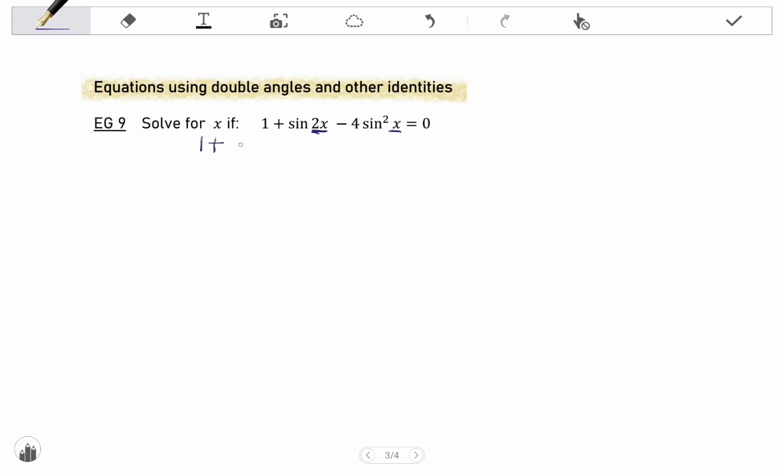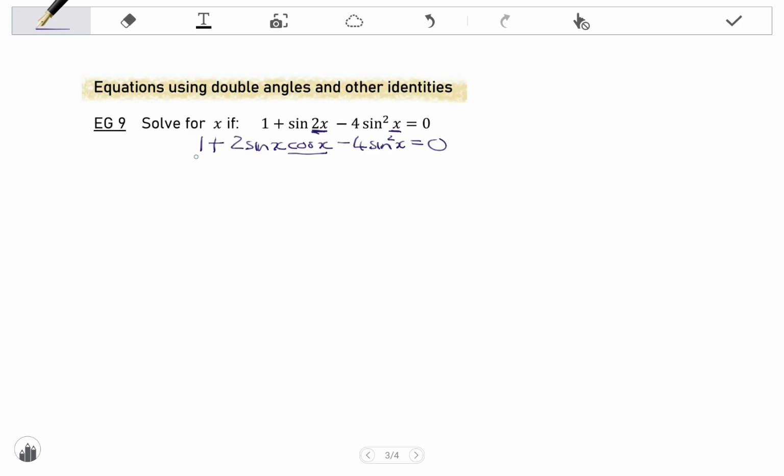So I'm going to expand the double angle. Sin 2x gives me 2 sin x cos x, minus 4 sin²x equals 0. So what this line has done is provided me with the same angle throughout. But the problem that it has brought in is the introduction of cos x. If I look at these three terms, I cannot factorize. So I need to use something that will allow me to factorize this.